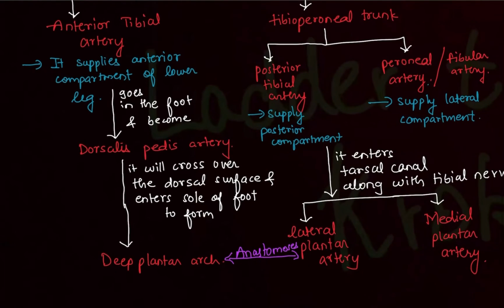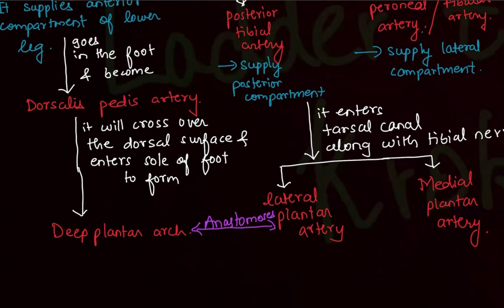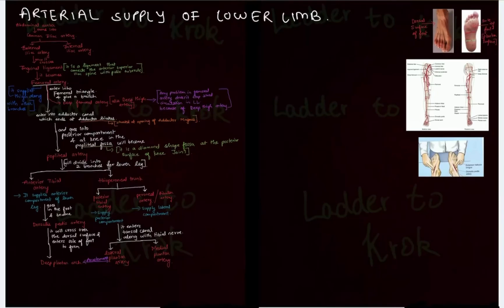This posterior tibial artery further will descend into the tarsal canal along with the tibial nerve and divide into two plantar arteries. One is the lateral plantar artery and another is the medial plantar artery. The lateral plantar artery, which is the branch of the posterior tibial artery, will anastomose with the deep plantar arc, which was formed by the dorsalis pedis artery. So that's all about the lower limb arterial supply.